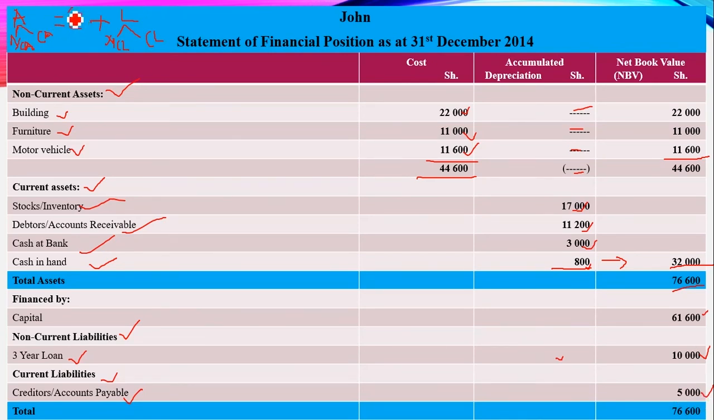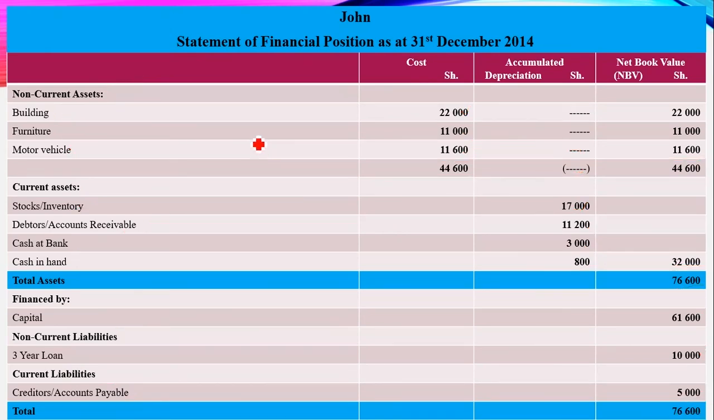Then this one is supposed to give you a total on this side of the equation, so you take this total here, you take the total there, that is 76,600. Then we have said that this total here is supposed to be equal to this, because assets equals what? Capital added to liabilities. So therefore, this is a balancing figure. You put a double line to show that it's a balancing figure. So this is 76,600 and this is 76,600. Those two figures are balancing. And with that, you have your statement of financial position.